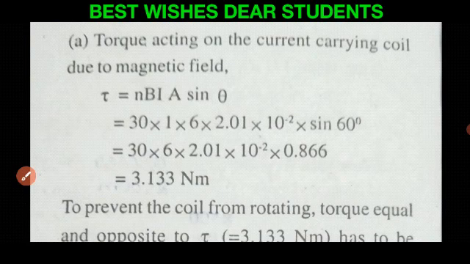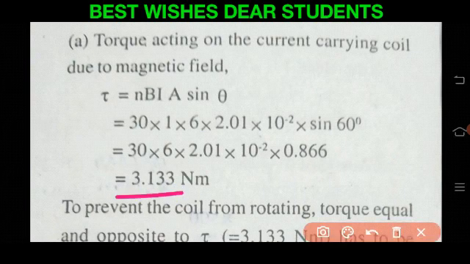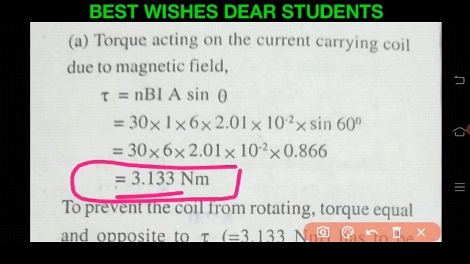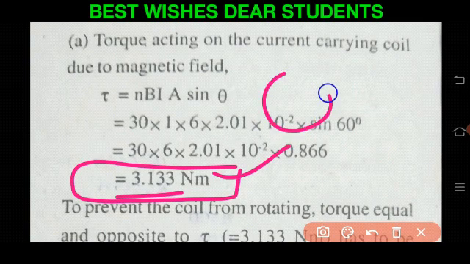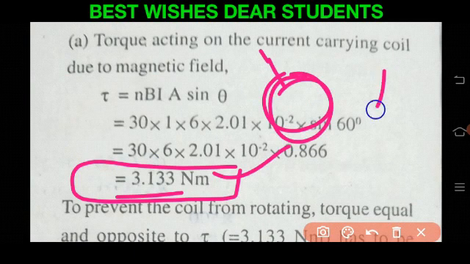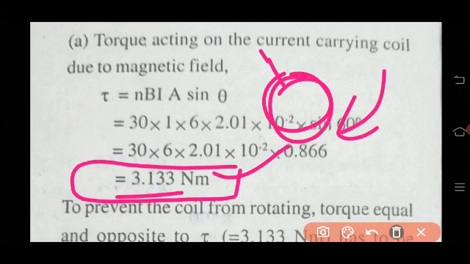That is NBIA sin theta. So you will get the torque as 3.133 Newton meter. What is the unit of torque? That is Newton meter. So this is the magnetic torque on the current carrying coil. So we have to apply this much of counter torque in the opposite side.